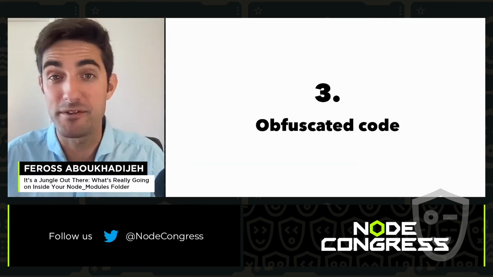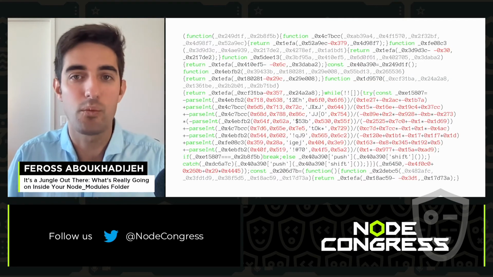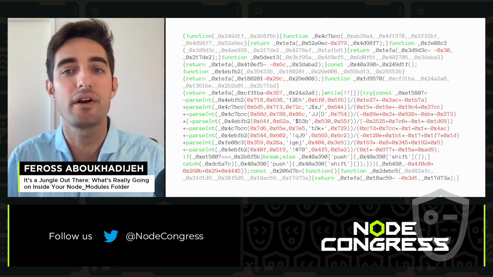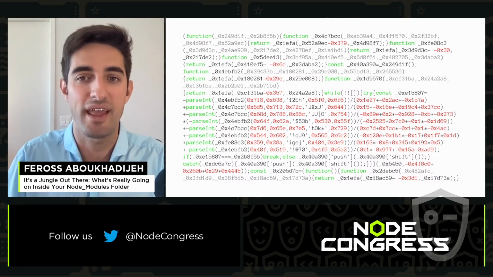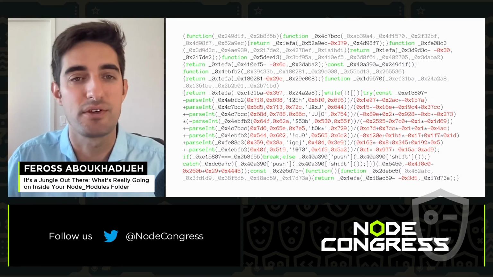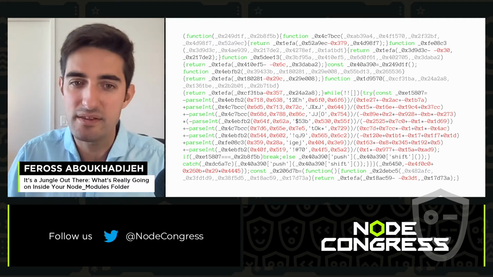And finally, we have obfuscated code. We took a look at an example of this earlier. Obfuscated code like this is obviously really hard to see at a glance what it's doing, although there are tools to attempt to unobfuscate code like this.